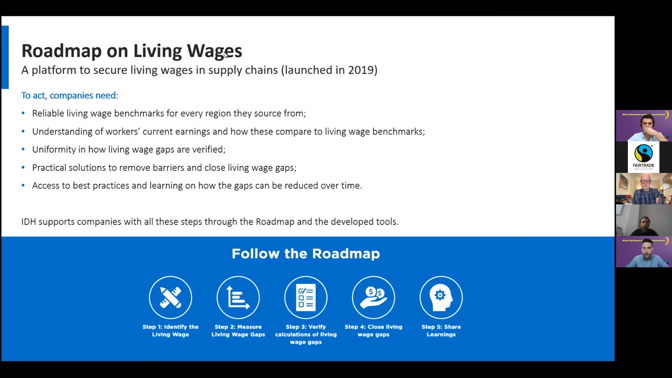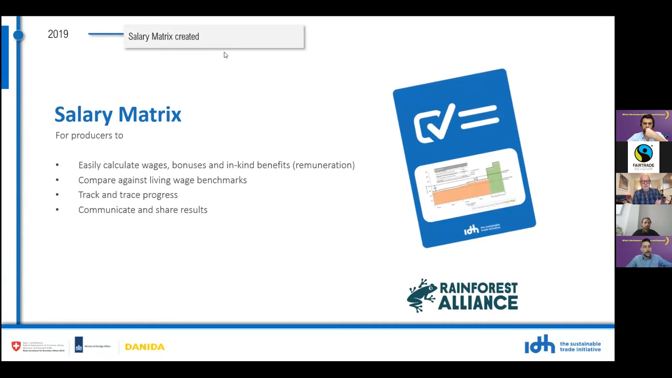So I invite you all to take a look at the website as well, because there is really a support package also for companies and stakeholders that want to join in this movement. And one of these tools that has been increasingly used by partners in the last 2 years is the salary matrix. And so that is one example of how partners are then supported to really start measuring the gap and seeing exactly what interventions are needed to move towards living wages.